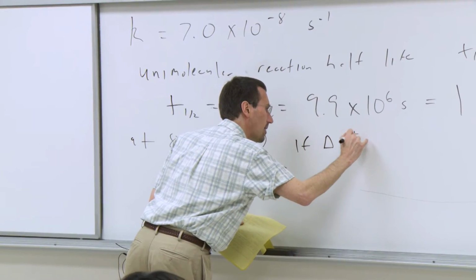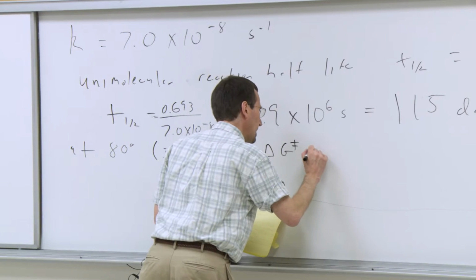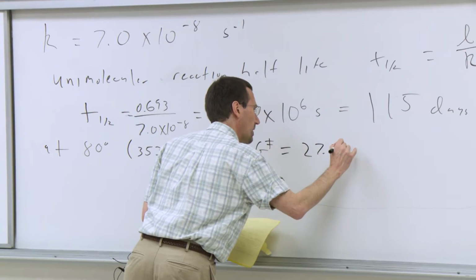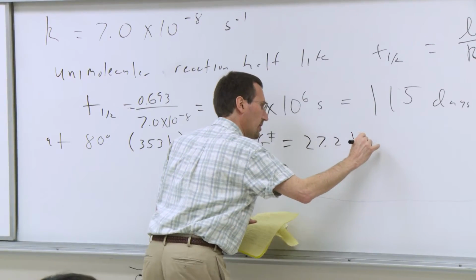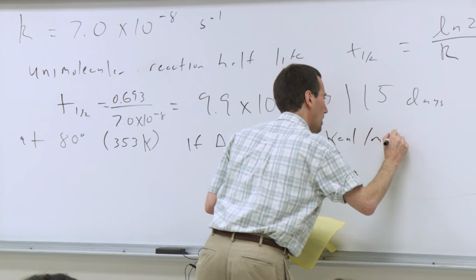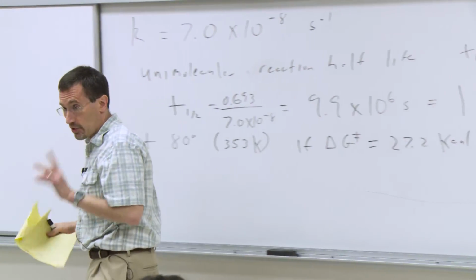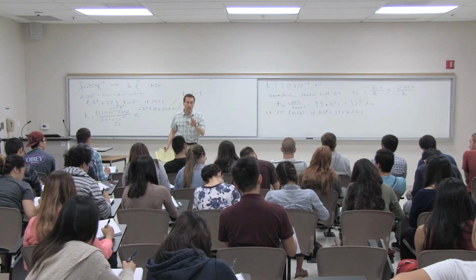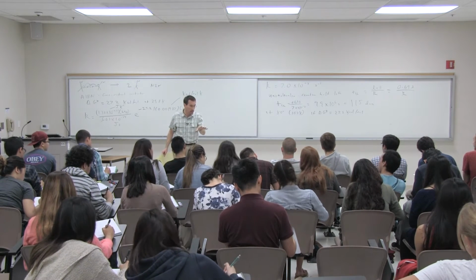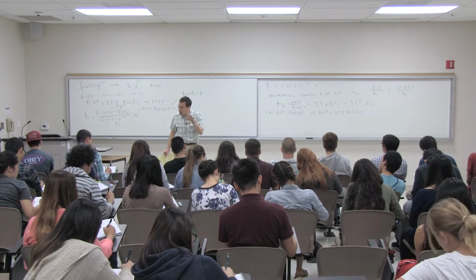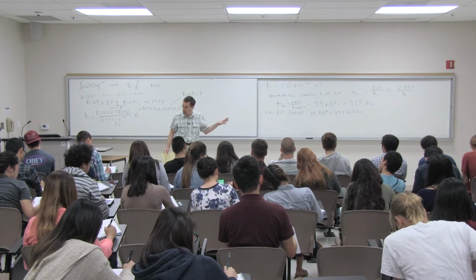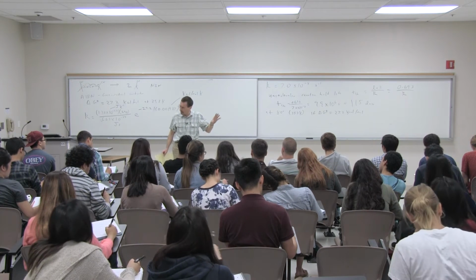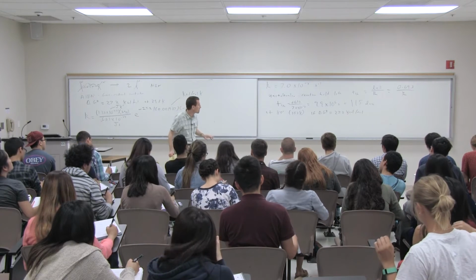Delta G double dagger is still equal to 27.2 kilocalories per mole. And that's good for a first order approximation. In other words, delta G double dagger doesn't change a lot with temperature. I'll show you in a moment the correction that it actually changes. It's about a kilocalorie per mole that it changes.